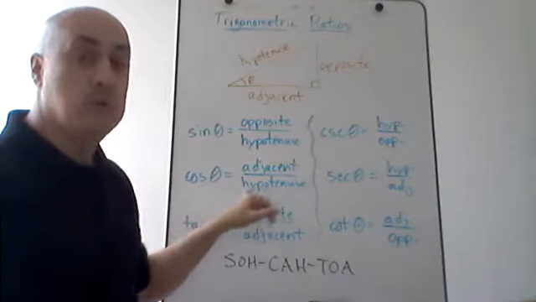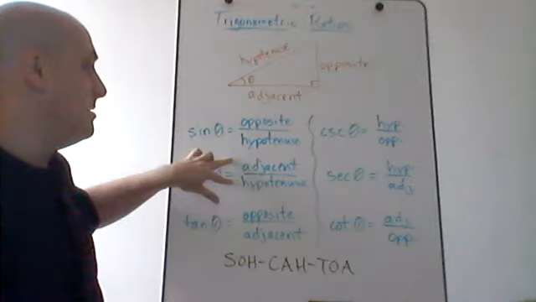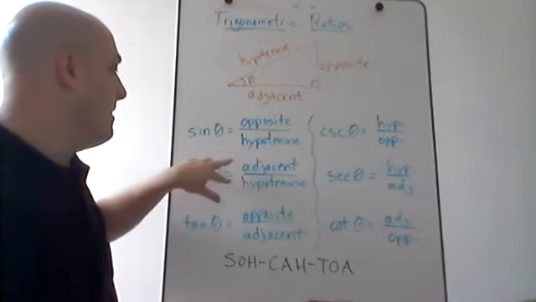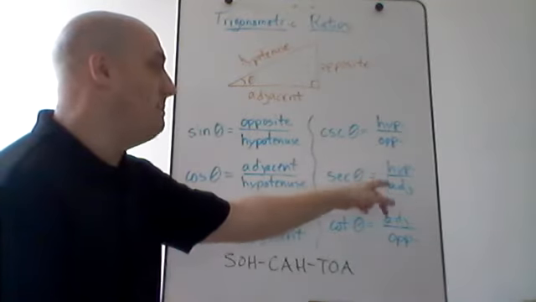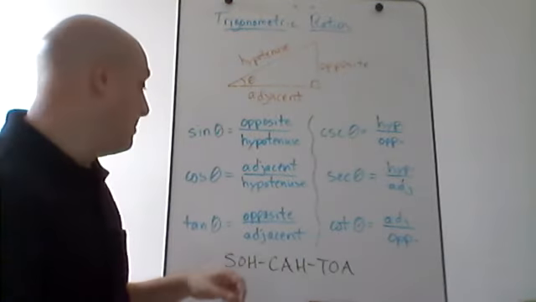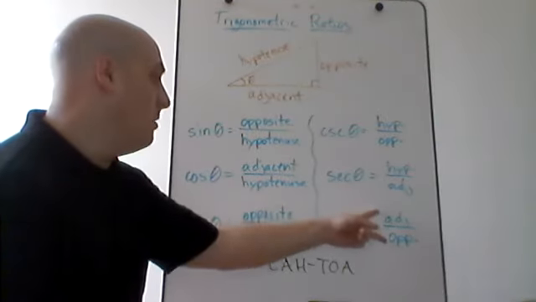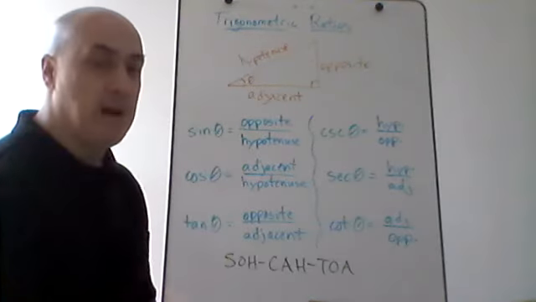Right? Secant and cosine are reciprocals of each other. So if cosine is adjacent over hypotenuse, for secant of theta, I flip that over. Secant is hypotenuse over adjacent. And then tangent and cotangent are reciprocals of each other. So if tangent is opposite over adjacent, I flip that over, and cotangent is adjacent over opposite.